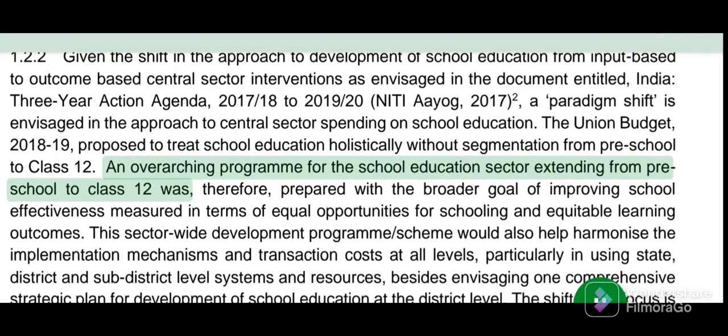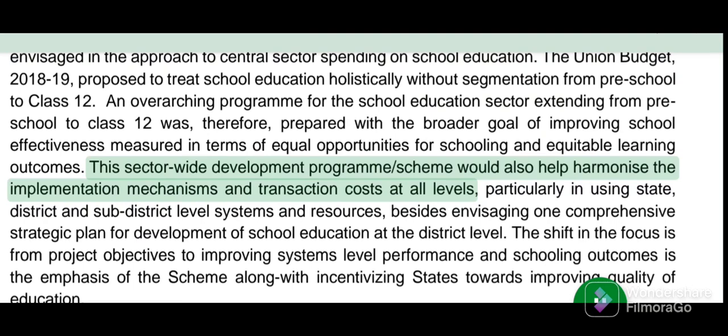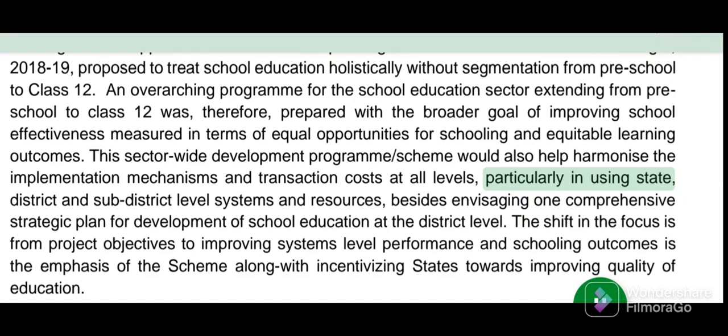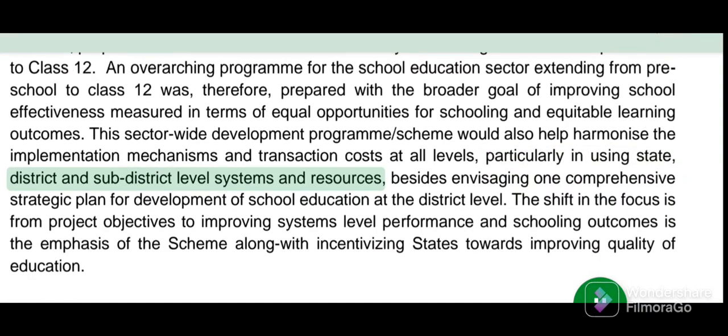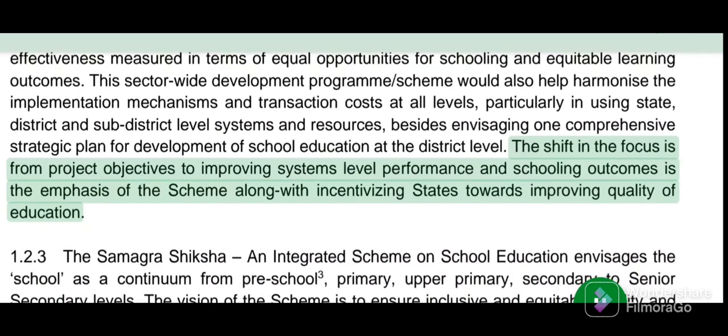An overarching program for the school education sector extending from preschool to class 12 was, therefore, prepared with the broader goal of improving school effectiveness measured in terms of equal opportunities for schooling and equitable learning outcomes. This sector-wide development program scheme would also help harmonize the implementation mechanisms and transaction costs at all levels, particularly in using state, district and sub-district level systems and resources, besides envisaging one comprehensive strategic plan for development of school education at the district level. The shift in the focus is from project objectives to improving systems level performance and schooling outcomes as the emphasis of the scheme along with incentivizing states towards improving quality of education.